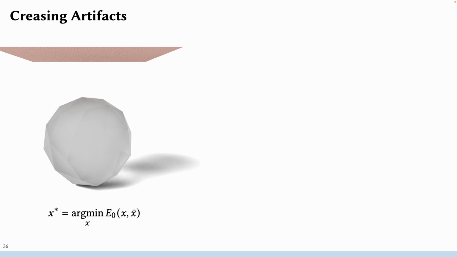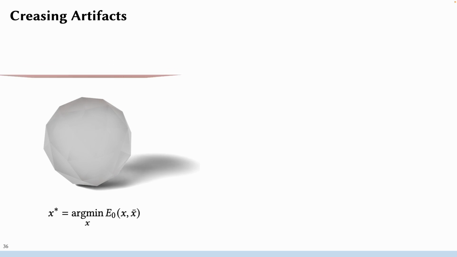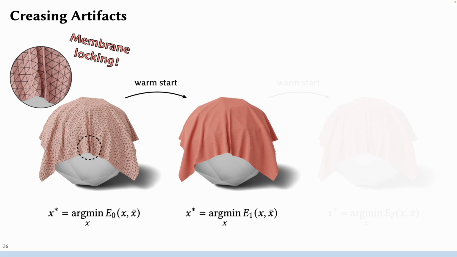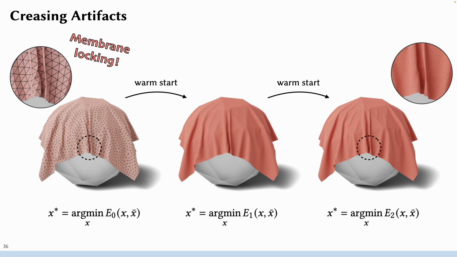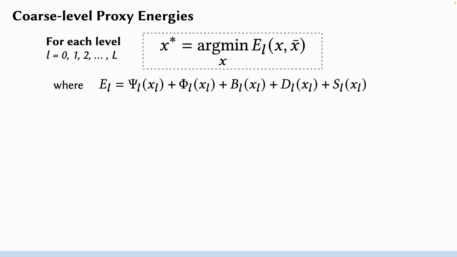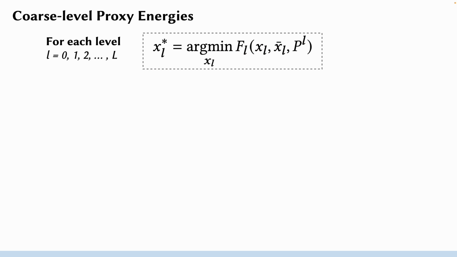However, if you simply optimize these per-level energies, say E0, E1 to E_L, independently, you will see these creasing artifacts due to coarse-level membrane locking issue as I mentioned earlier. So how could we do better and smarter? Instead of being blind to finer levels, we want the coarse level to have fine-level information. Motivated by this, we construct this coarse-level proxy energy, F_L. Notice that here we are also taking advantage of the prolongation operator as I mentioned earlier, and P_L can be pre-computed and directly prolong information from the current level to the finest level.